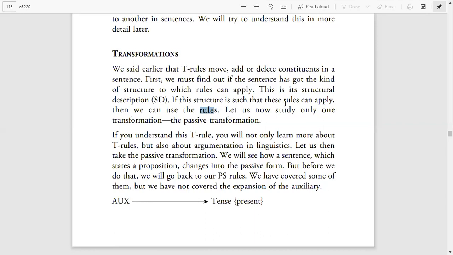If the structure is such that these rules can apply, then we can use the rule. Yes, if we have such a structure on which rules can apply, it does mean we will use the rules. Let us now study only one transformation, the passive transformation. So we are going to read today this transformation, which is known as the passive transformation.